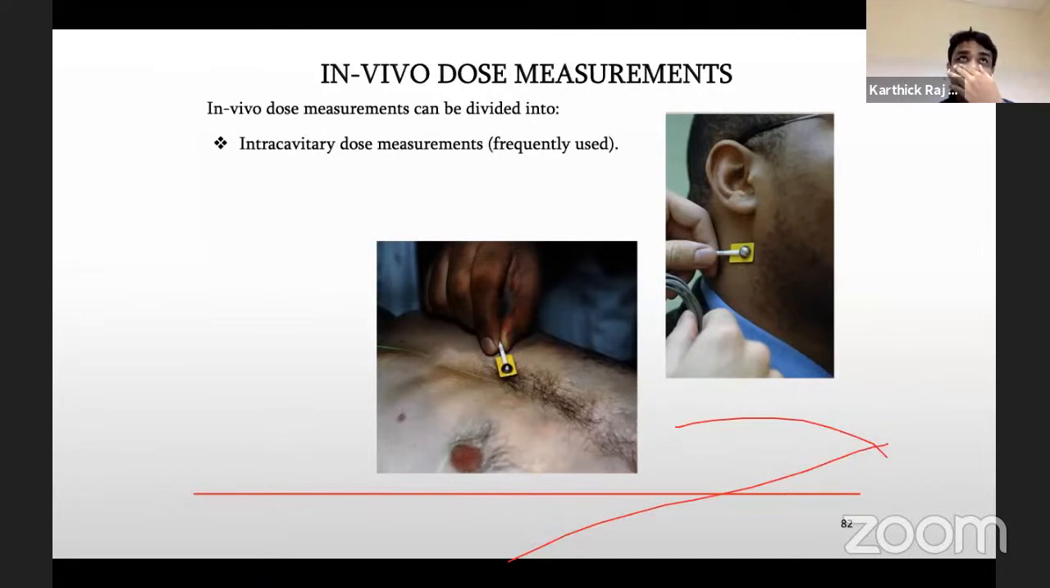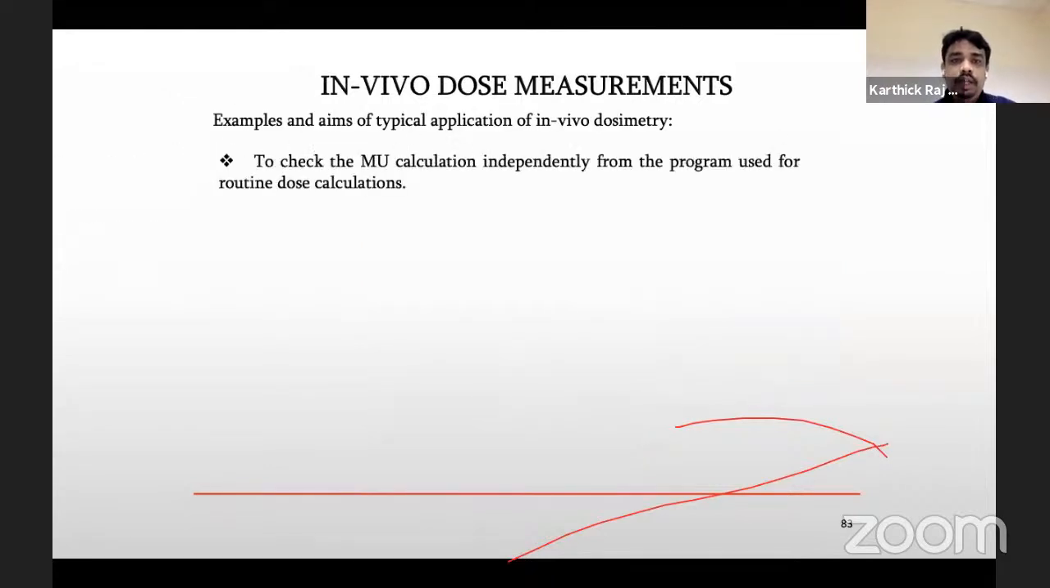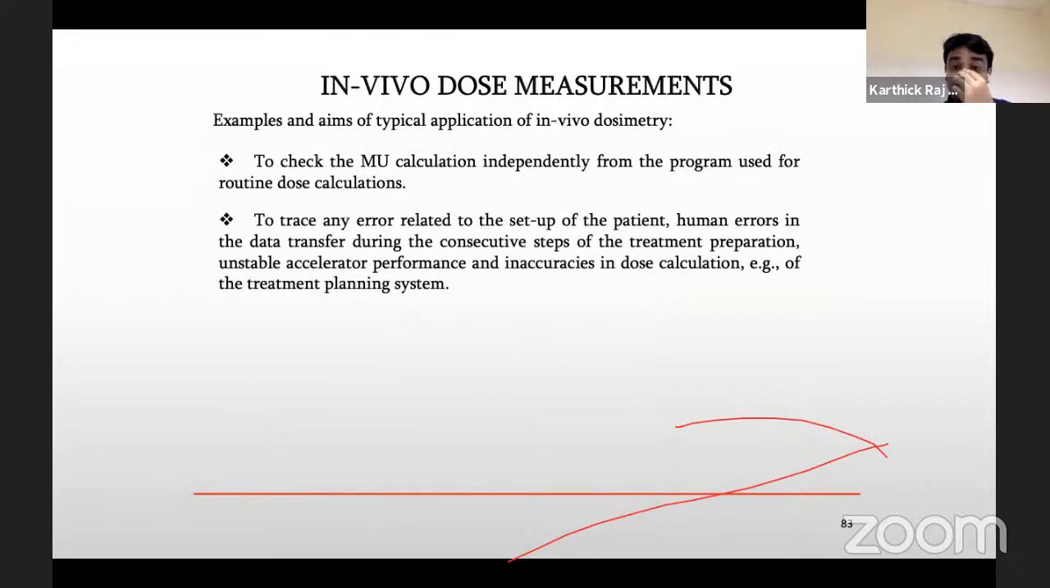Most of the treatment planning systems are not very accurate in estimating the skin dose. So we need to have an in-vivo dosimetry system if you want to be very particular about skin dose measurements or intracavitary dose measurements, such as rectal probes. You can use it in the rectum and just check the measurements during the treatment. In vivo dosimetry can also be used to check the MU calculation independently.